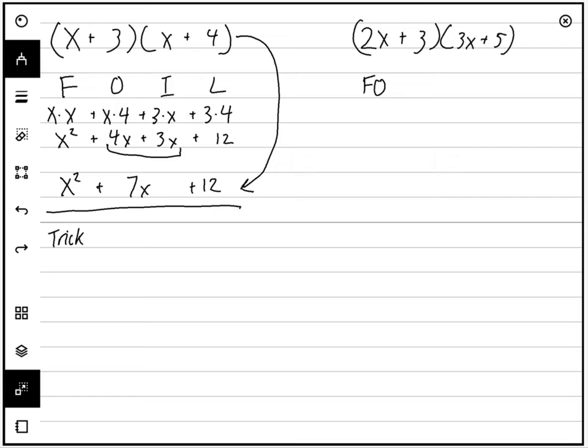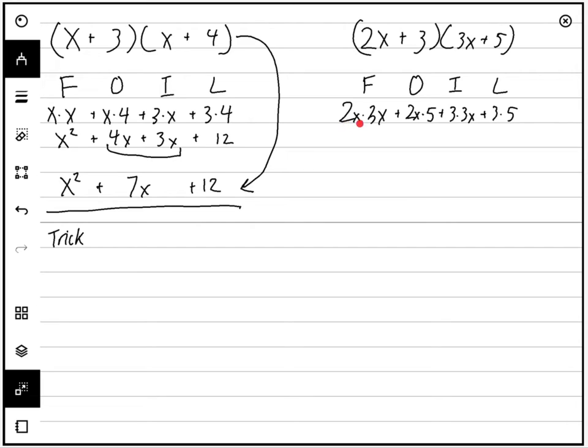Okay, F-O-I-L. So first it's going to be 2x and 3x. So we get 2x times 3x, plus the outside, so 2x and the 5, plus 2x times 5. The inside, so 3 and 3x, plus 3 times 3x. And then the last one, 3 and 5, plus 3 times 5.